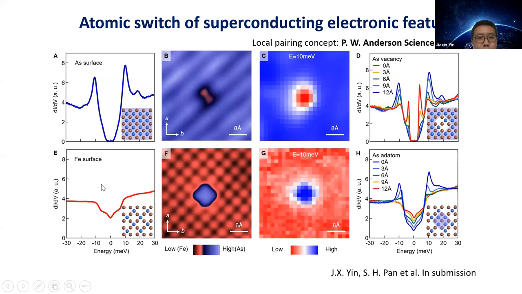And on the iron surface, when the upper arsenic layer is peeled off, we observe the surrounding gap structure is strongly suppressed. It's similar to the pseudogap structure in cuprates, and the gap bottom is also much higher. The strange thing is, when we put an arsenic dimer on top, the superconducting coherence can be brought back to some extent, and the gap is also much deeper. This is a reversed pair-breaking effect, and we call it a pair recovery effect. This is a good demonstration that arsenic may be very important to the Cooper pairing, and its impact is very local.